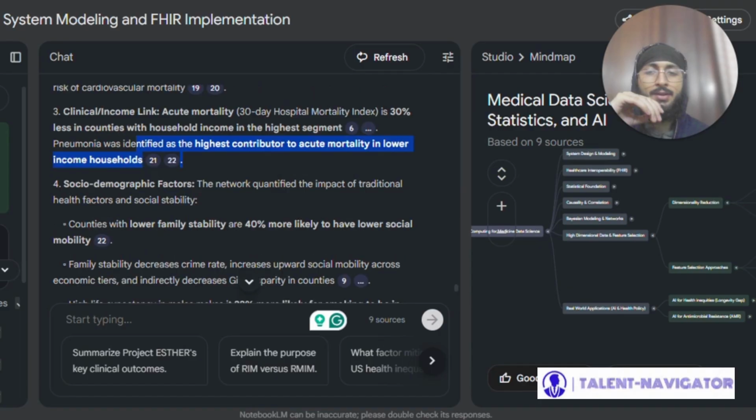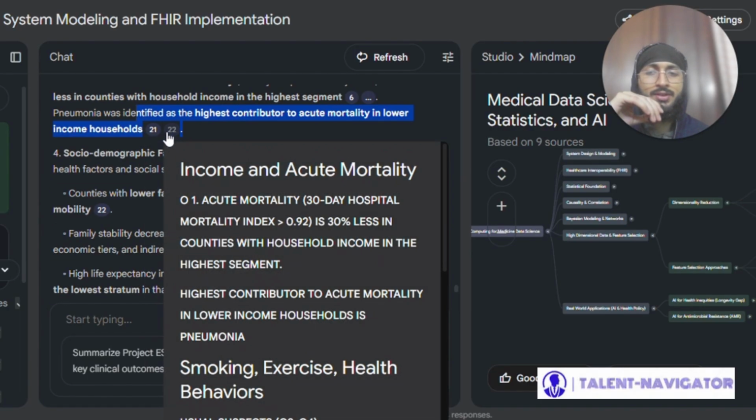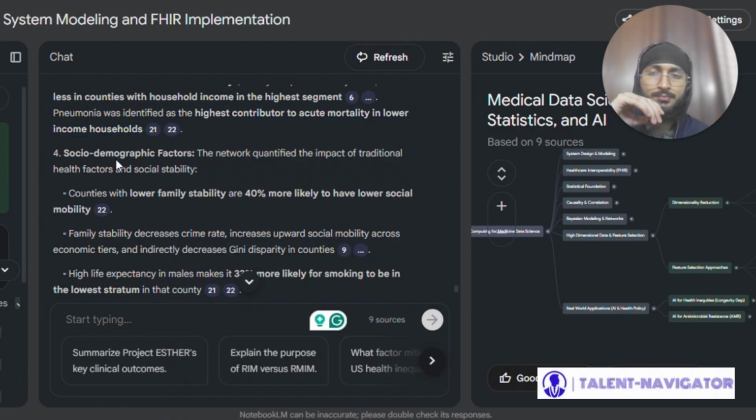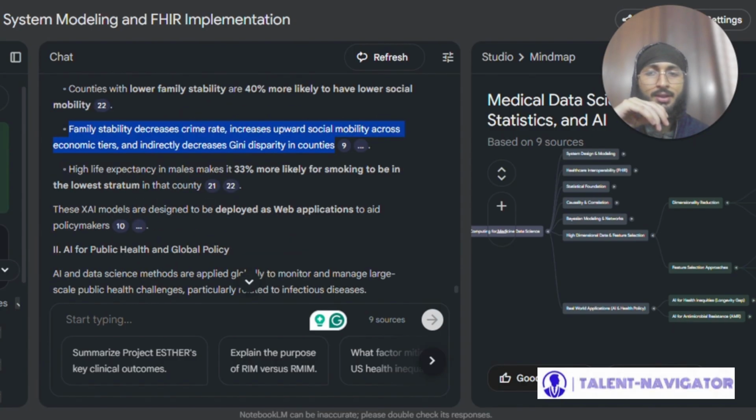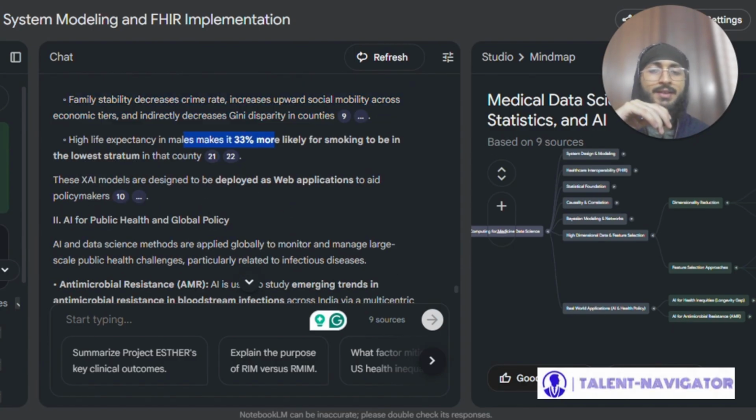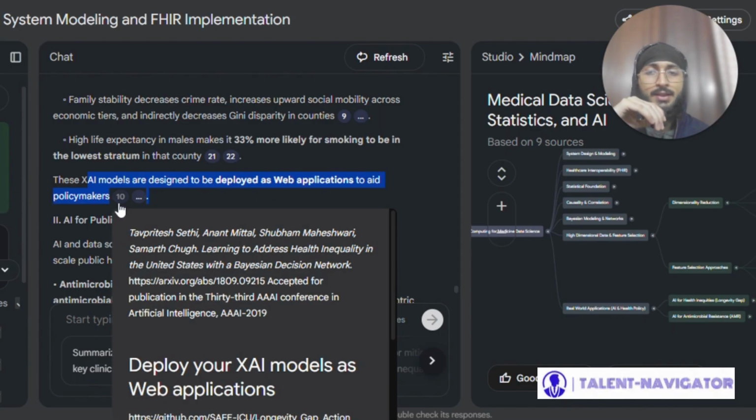Social demographic factors, right? These are also from the sources that I mentioned here. The network quantified the impact of traditional health factors and social stability. Counties with lower family stability are 40% more likely to have lower social mobility. Family stability decreases crime rate, increases upward social mobility across economic tiers, and indirectly decreases Gini disparity in counties. High life expectancy in males makes it 33% more likely for smoking to be in the lowest stratum in that county. These explainable AI models are designed to be deployed as web applications to aid policymakers, right?